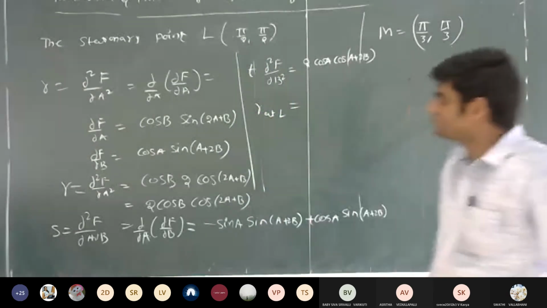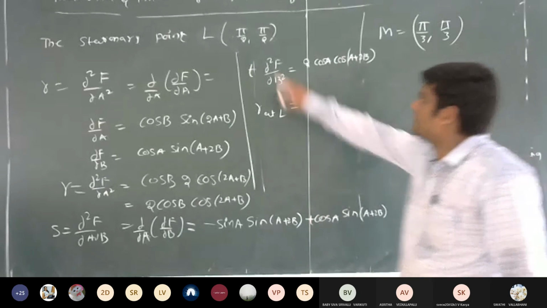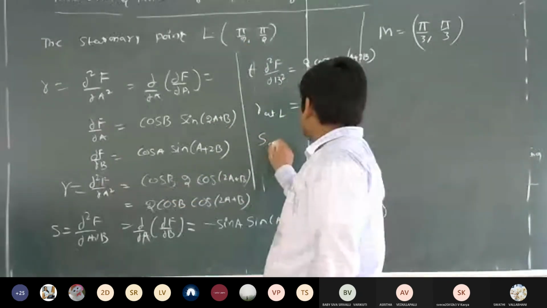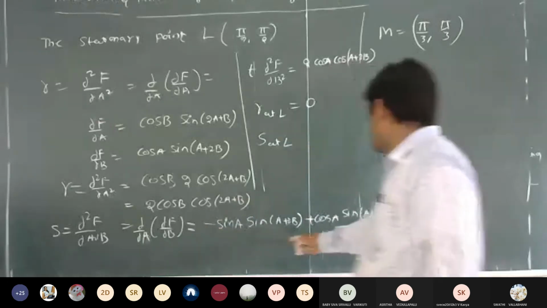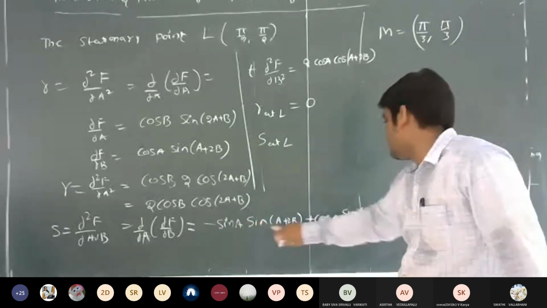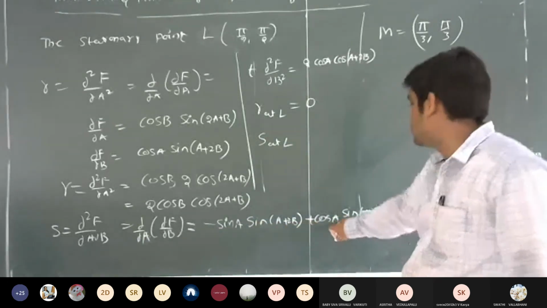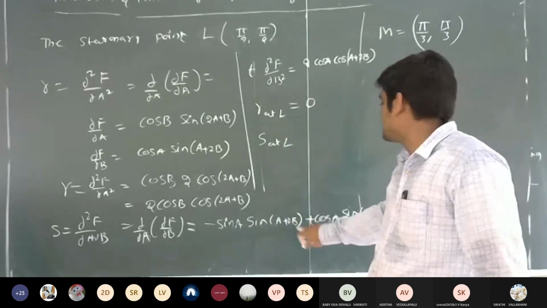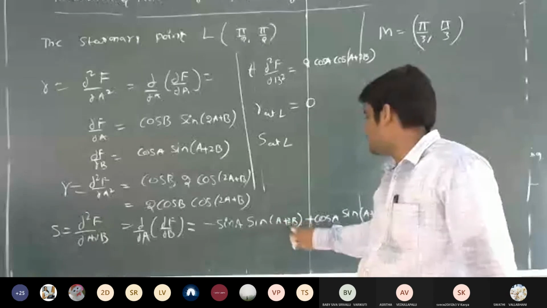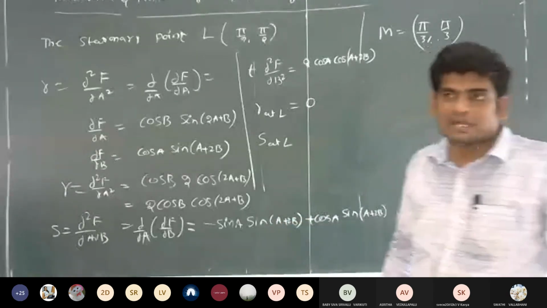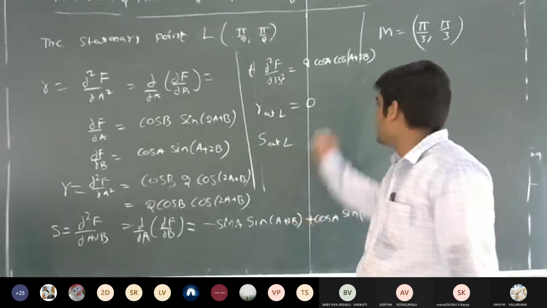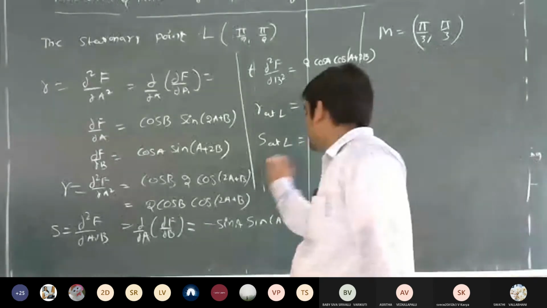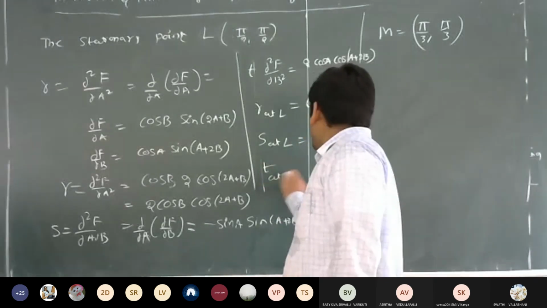What is the value? R at L. We have pi by 2, so we have cos pi by 2, that is 0. S at L, what is the value? So here this one is sin of pi by 2 plus pi. Sin of 180 plus theta, so that is minus 1. Right?